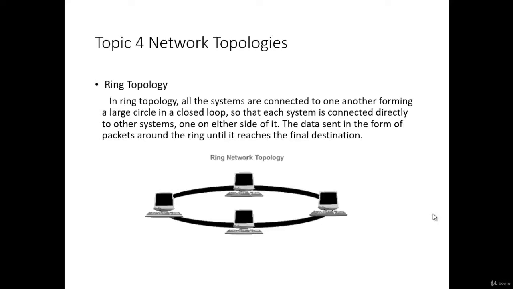Ring topology. In a ring topology, all the systems are connected to one another, forming a large circle in a closed loop, so that each system is connected directly to other systems, one on either side of it. The data is sent in the form of packets around the ring until it reaches the final destination.